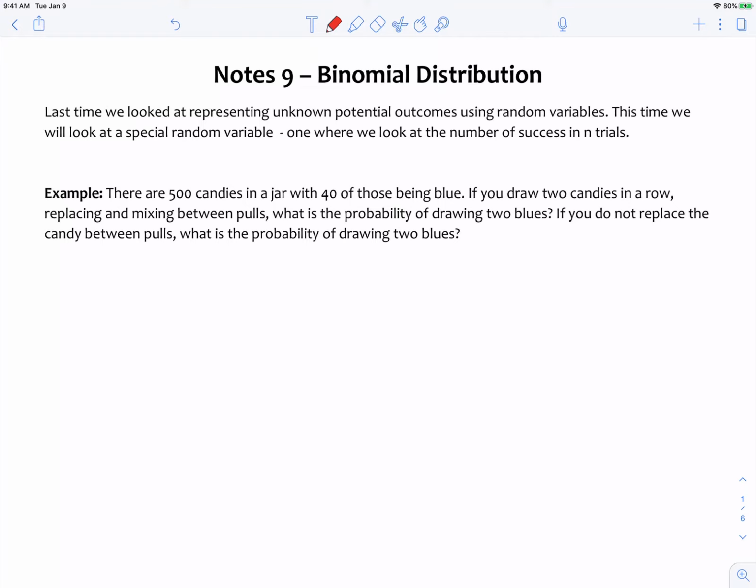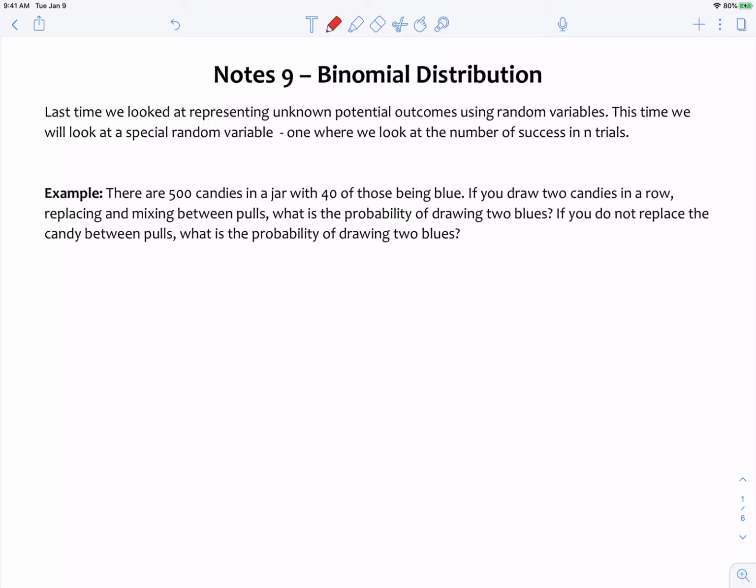In this video, we're going to take a look at binomial distributions. So last time we looked at representing unknown potential outcomes using random variables like x, right? This time we're going to look at a special random variable, one where we look at the number of successes in n trials.